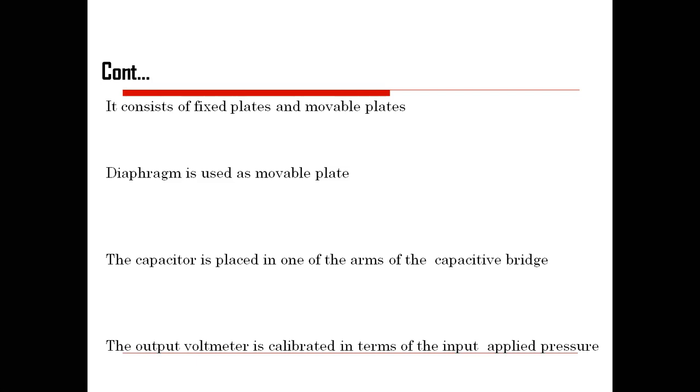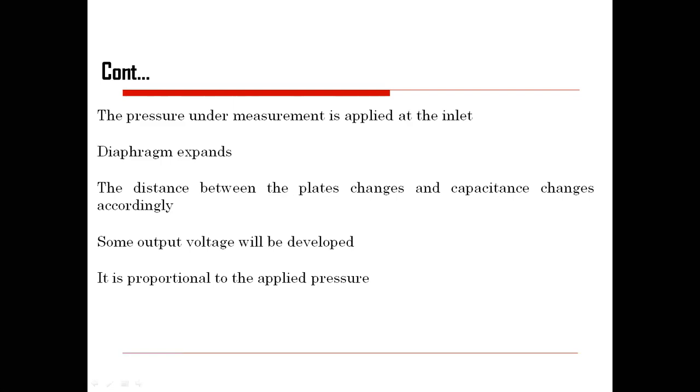So the output voltmeter is calibrated in terms of the input applied pressure, because that is the function of the input applied pressure, which causes the deflection or change in the deflection of the plate. So this was the part for the change in the deflection.